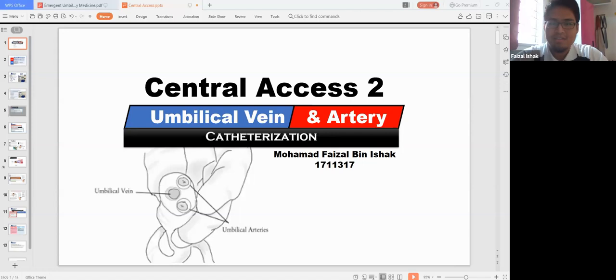So now I will present about the umbilical lines, part 2 of central access. In this procedure, I will use the short terms UVC and UAC. An umbilical line is a procedure in which a catheter is inserted into one of the arteries and also the vein of the umbilical cord. Generally, this procedure is used in the neonatal intensive care units in order to get quick access to the central circulation.